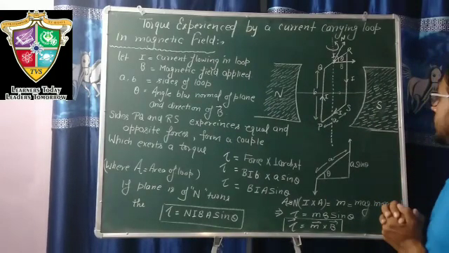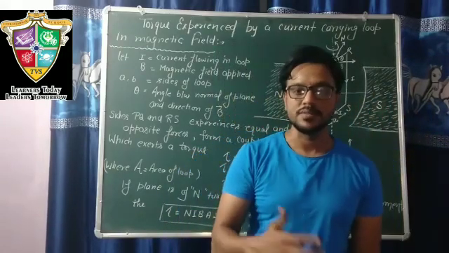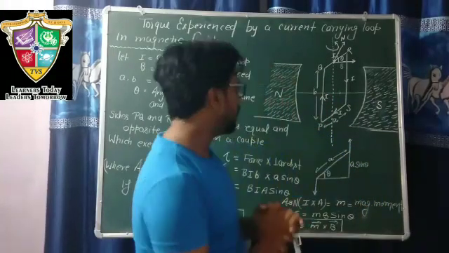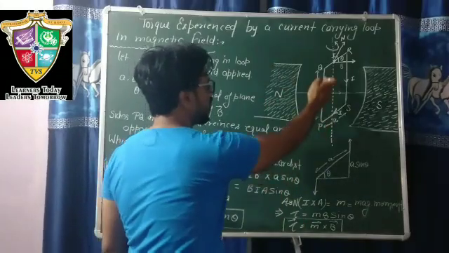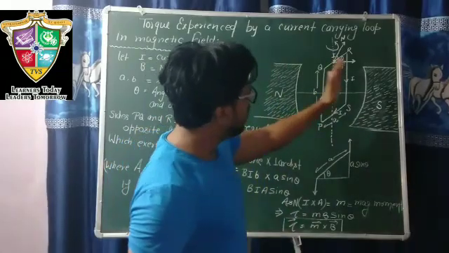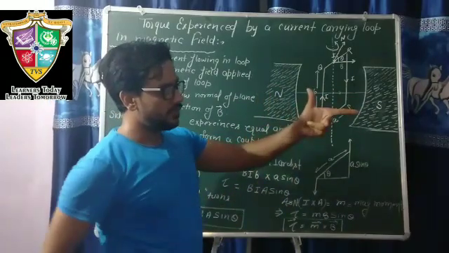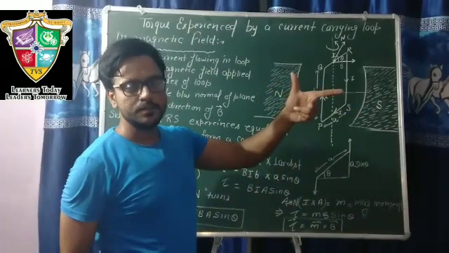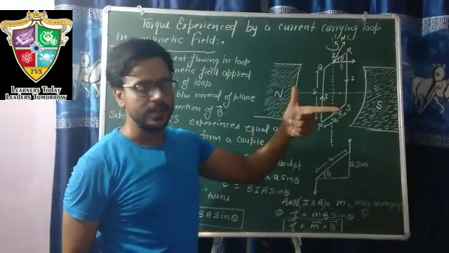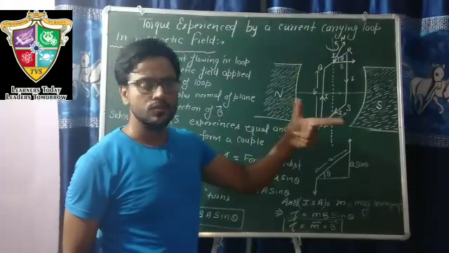Students, we know if a current carrying conductor is placed in a magnetic field, it experiences some force, whose direction is given by Fleming's left hand rule. So if we apply Fleming's left hand rule on this arm, say PQ, current is flowing from P to Q and the magnetic field is from north to south. If we stretch our first finger, central finger and thumb mutually perpendicular to each other, the first finger points to the direction of the magnetic field, the central finger to the direction of current, and the thumb will denote the direction of force.